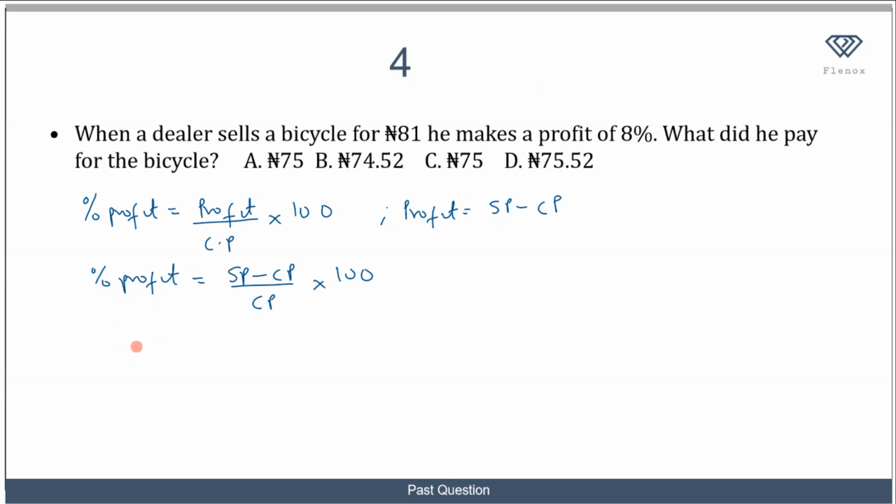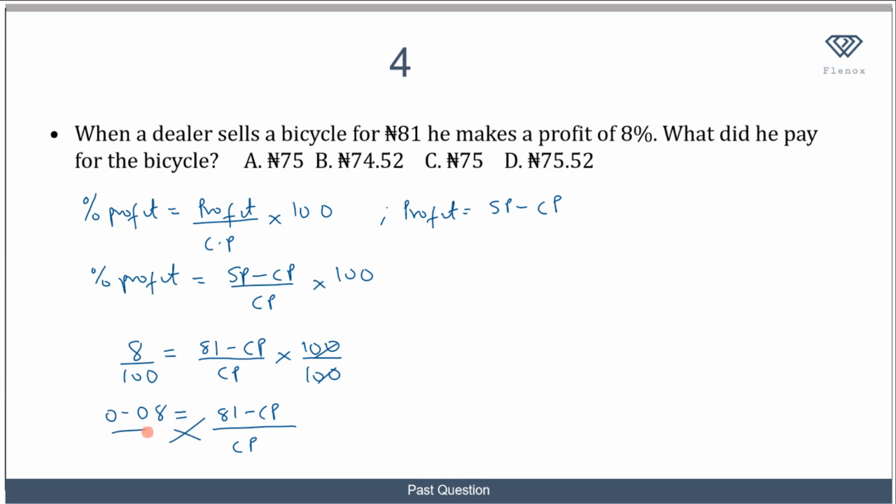We know that his profit is 8%, so write 8 is equal to his selling price, which is 81, minus, we don't know his cost price, so that's what we are looking for, over his cost price, then times 100. We can divide both sides by 100. So we have 0.08 is equal to 81 minus CP over CP. Now we can cross multiply. So when we cross multiply, we have what?